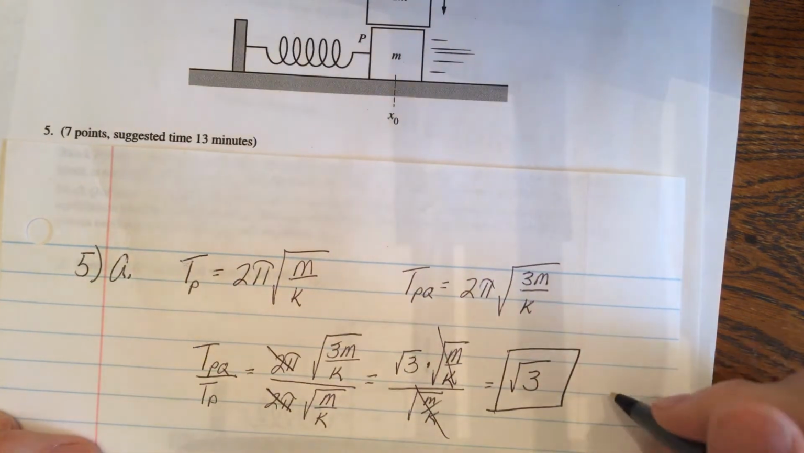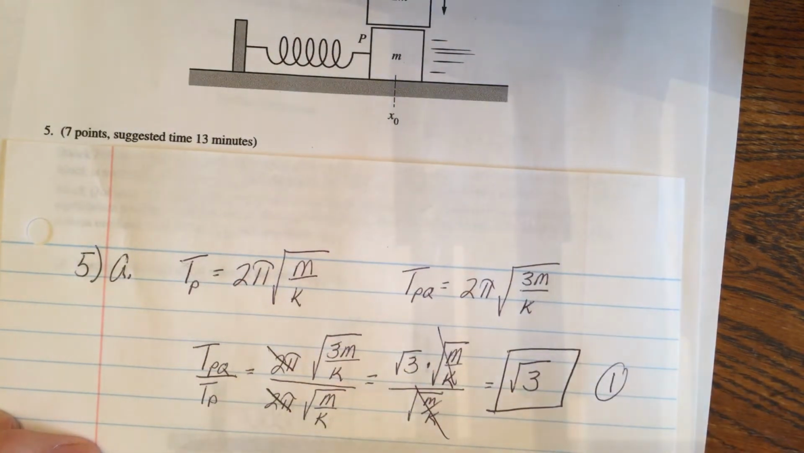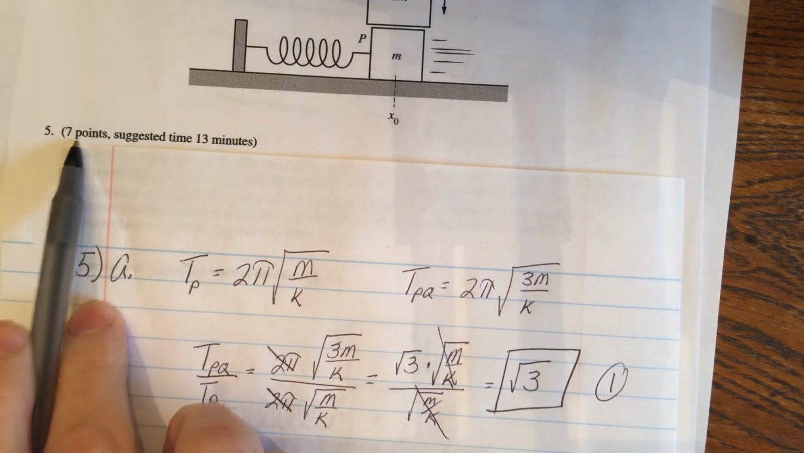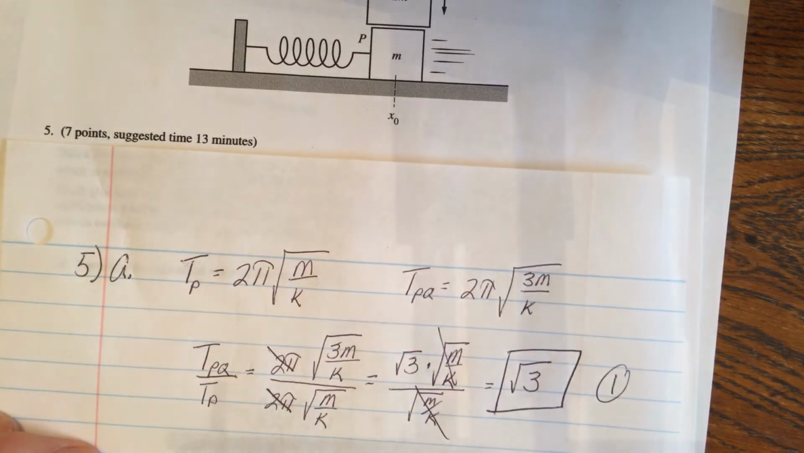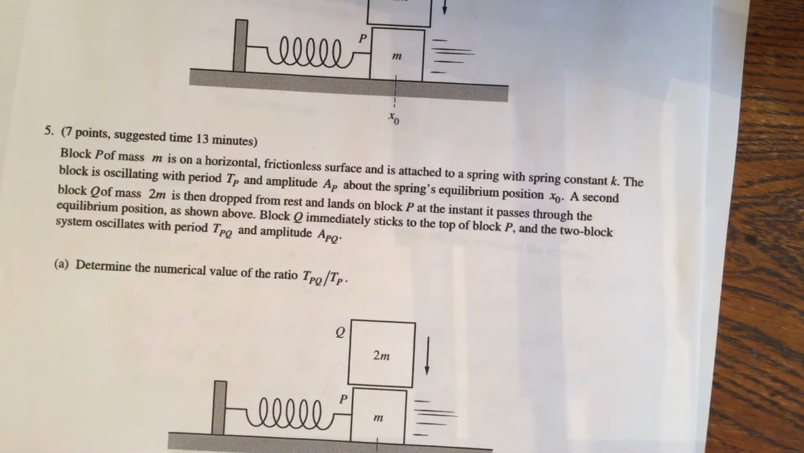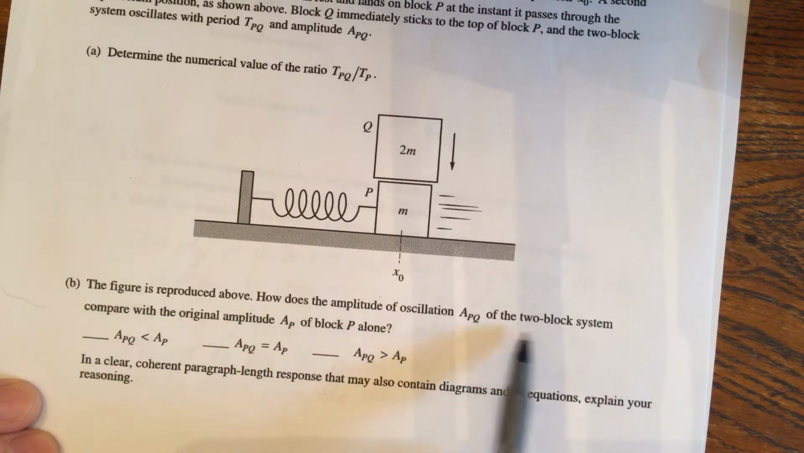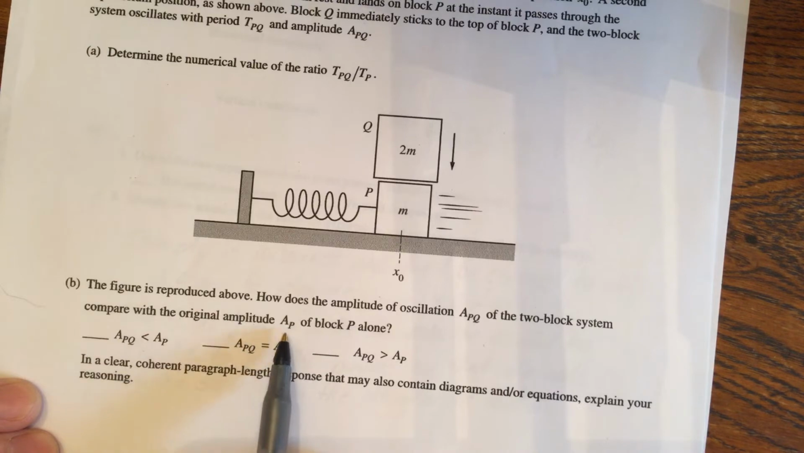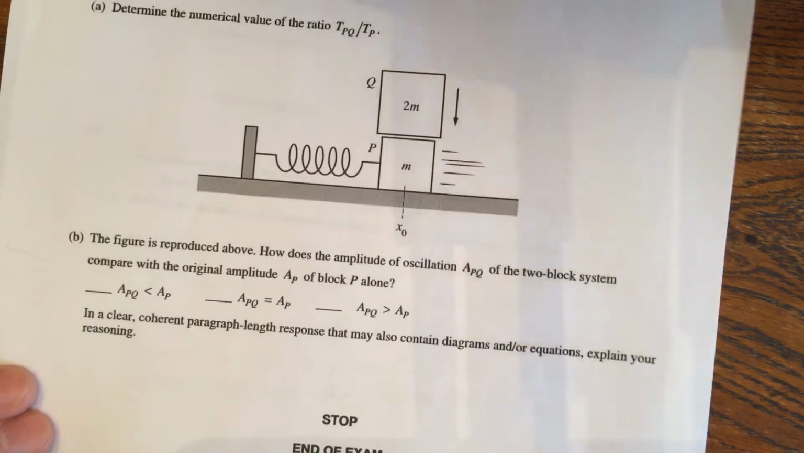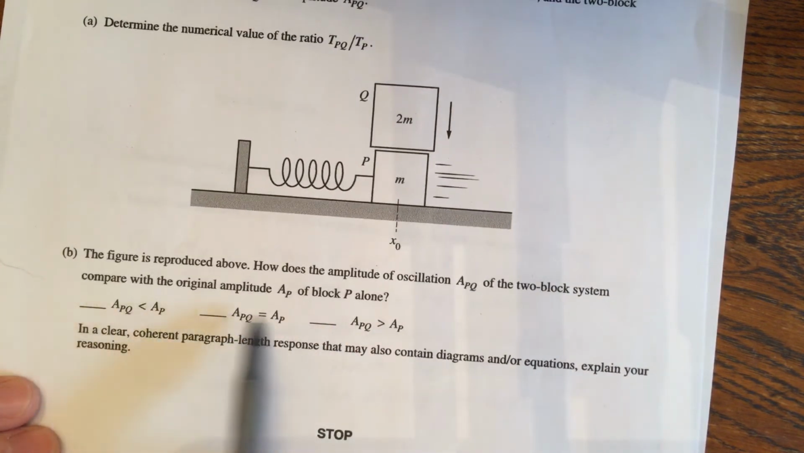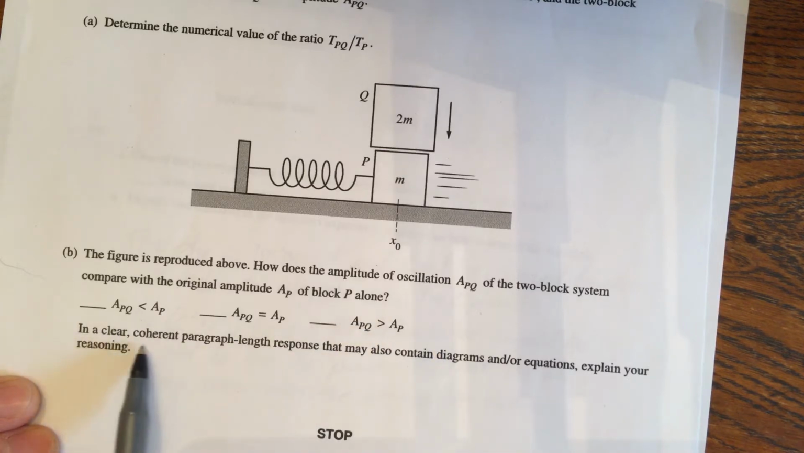After I did this problem, I looked, and that was only 1 point. And this is a 7-point question, so obviously most of the points are going to be in the next part, part B. Part B asks how the amplitude of oscillation of the two-block system compares with the original amplitude when this block was all alone. Now, even if you check the correct answer here, that's not even another point. It's all about the clear, coherent, paragraph length response.